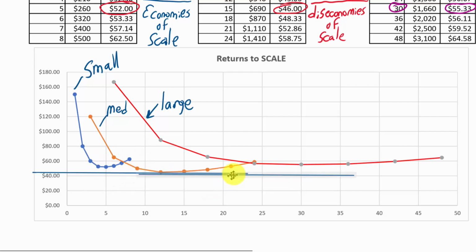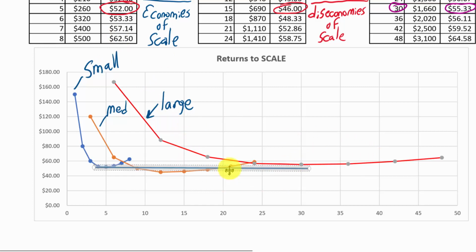But then, similarly, we can see that the minimum average total cost for the large firm with the lots of factories is definitely higher than for the medium. And so when we go from medium to large, we see diseconomies of scale or decreasing returns to scale. And this is a concept that is a valid thing to think about, whether or not we're talking about perfectly competitive industries, monopolistic competition, oligopoly, or monopolies.